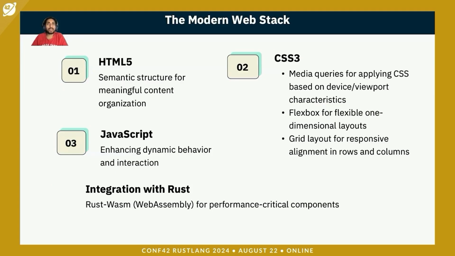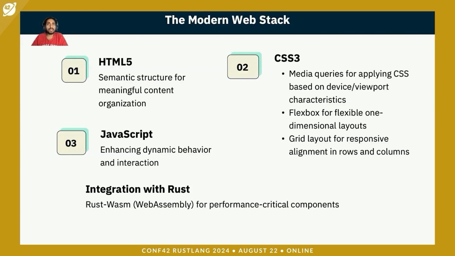JavaScript adds interactivity to our designs. It enables dynamic behaviors such as drop-down menus, modals, and real-time content updates. However, JavaScript alone isn't always enough when performance is a critical factor. This is where Rust comes into the equation.